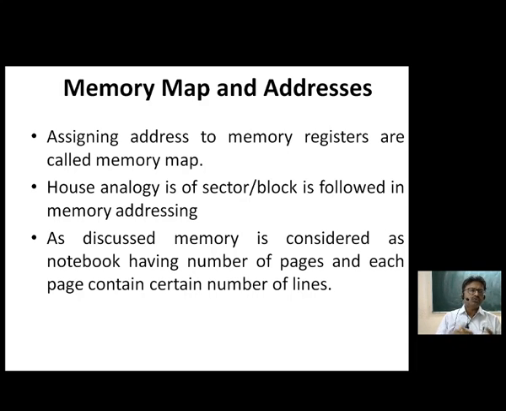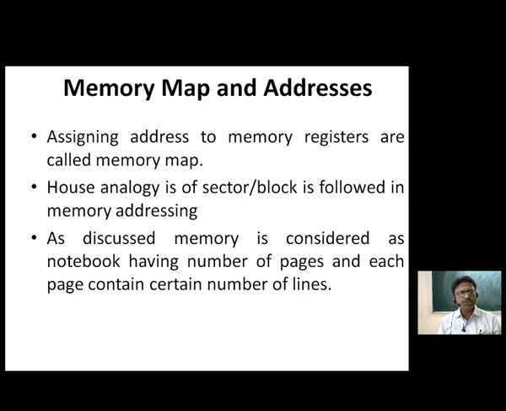So it is easy to identify an individual house if we divide the houses into blocks or sectors, with a number of houses in each sector. If you have to find 6723, you immediately go to sector number 67 and then search for the 23rd house. In a very similar fashion, memory registers are also mapped in the same way.